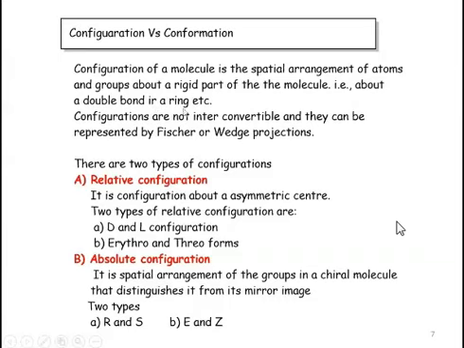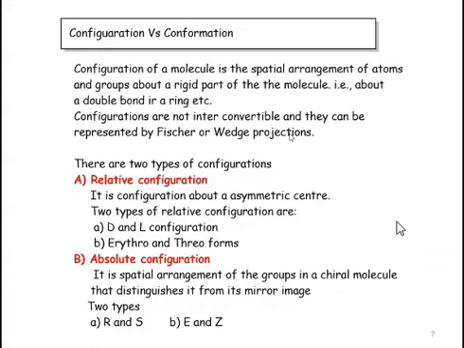Where else is geometrical isomerism seen, apart from cis-trans isomerism about doubly bonded carbon-carbon atoms? It is also observed in case of cycloalkanes, that is ring-like structures. And note it, these configurations are not interconvertible. Why are they not interconvertible? Because of restricted rotation about the rigid part of the molecule, and they can be represented by either Fischer projection method or wedge bond projection method.